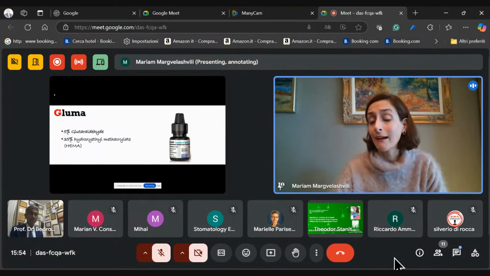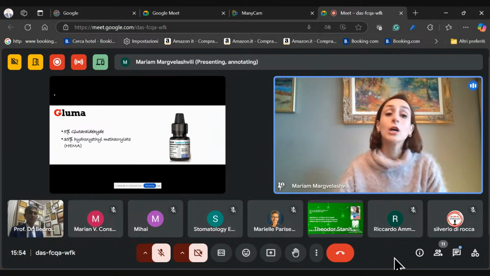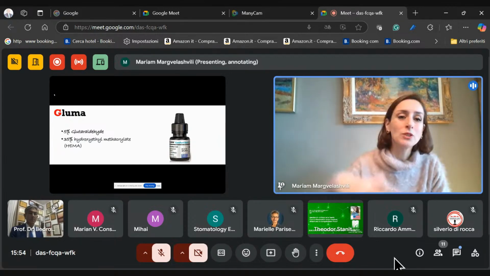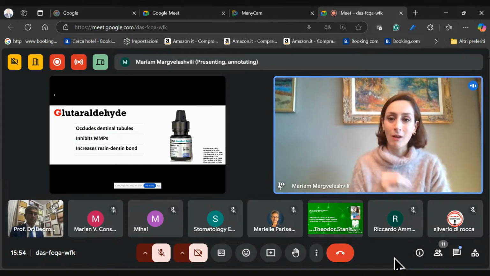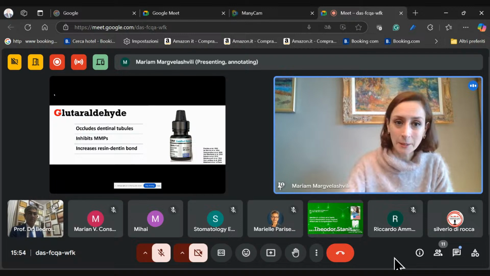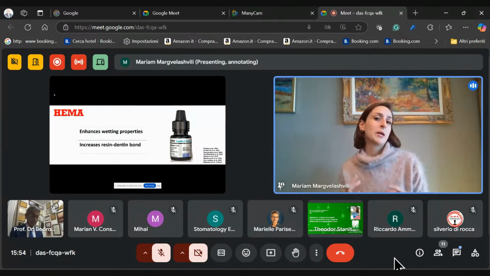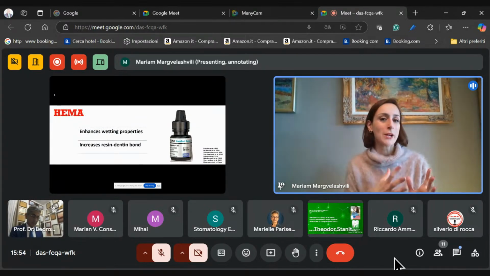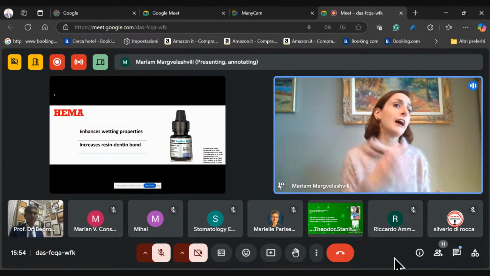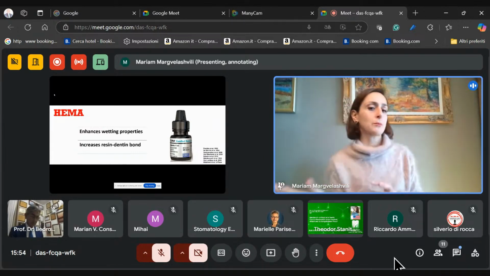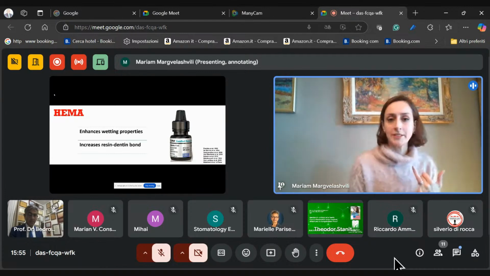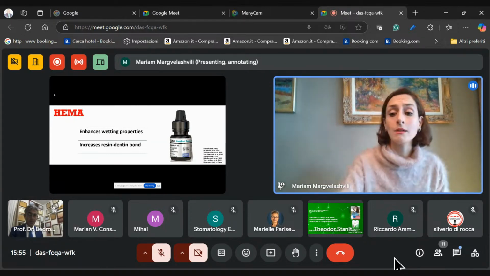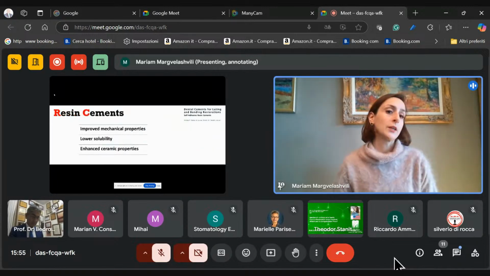Gluma contains glutaraldehyde, and glutaraldehyde is a natural fixator, and it occludes dentinal tubules, but it's also been shown that it inhibits MMPs and increases resin-dentin bond long-term as well as immediately. Now, HEMA enhances wetting properties, so that adaptability is much better. So I usually use Gluma, even instead of immediate dentin sealing. I prepare the tooth, and before I place the provisional, I apply Gluma. And again, I apply Gluma right before cementation. One, postoperative sensitivity is decreased. Two, resin-dentin bond strength is also increased.